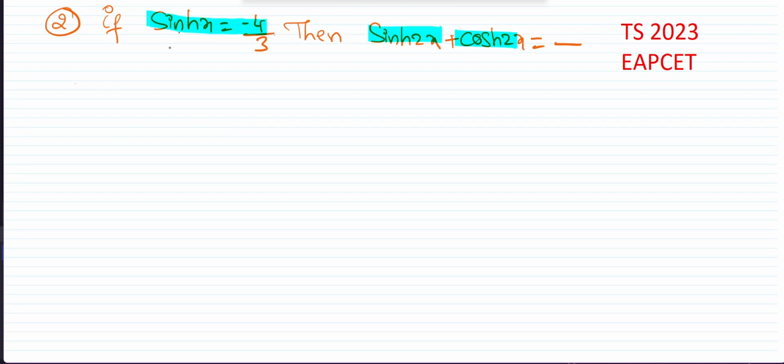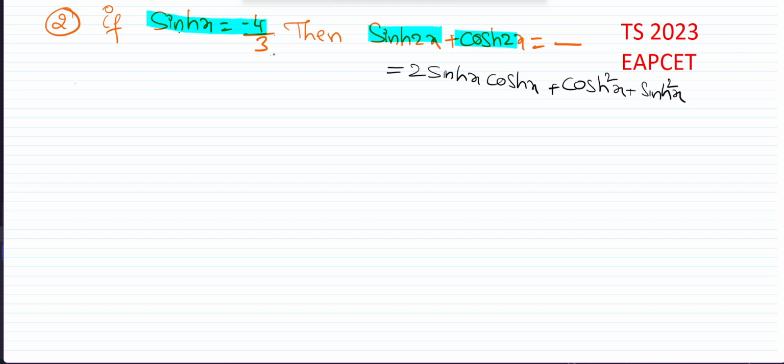This is the second problem from hyperbolic functions. Tips and Tricks 23 question. Here it is given that sinh x is equal to minus 4 by 3. Then sinh 2x plus cosh 2x is dash. So we know the formula for sinh 2x is 2 sinh x cosh x, plus cosh 2x, that is cosh square x plus sinh square x.